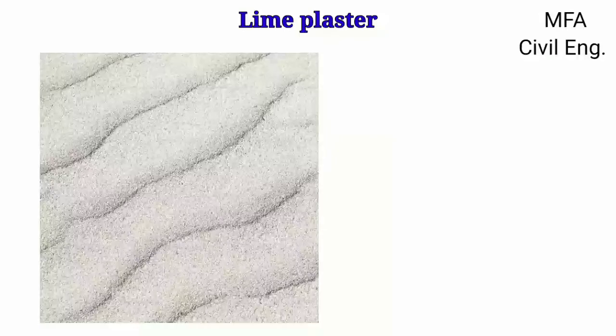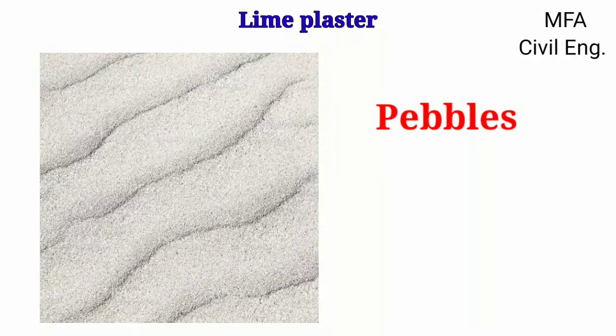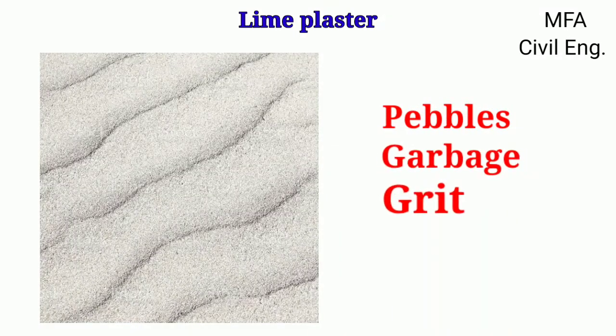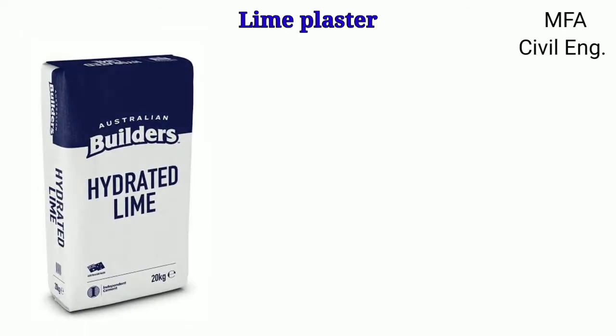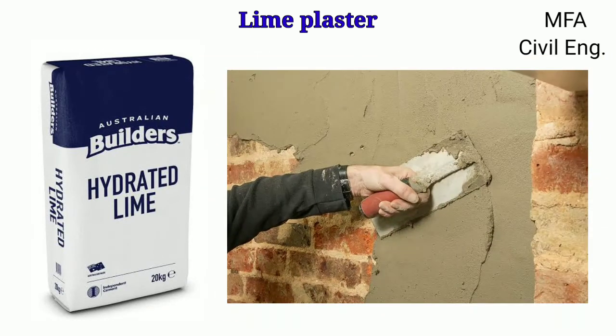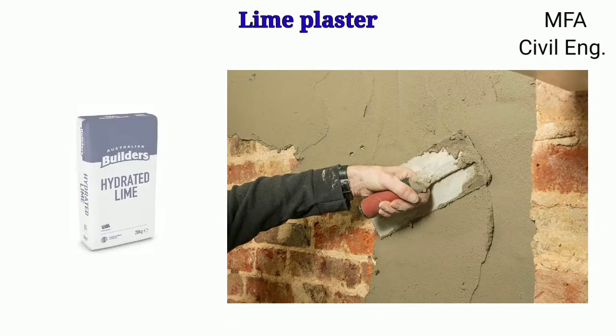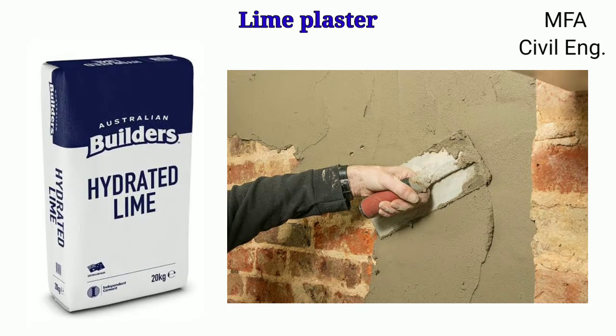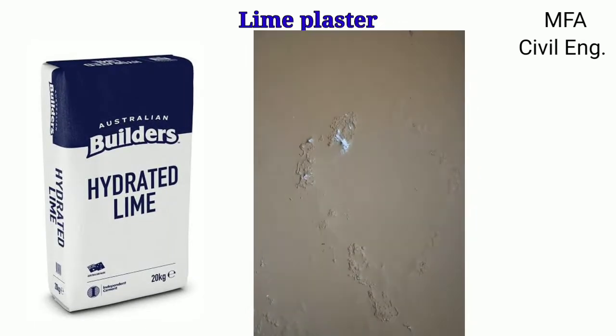Sand should be free from any impurity like pebbles, garbage, grit and mud, and it should also be clean. Fat lime or pure lime is generally recommended for plastering work due to the slow slaking process of the hydraulic lime. Use of hydraulic lime in plaster work damages the plaster surface by blistering.